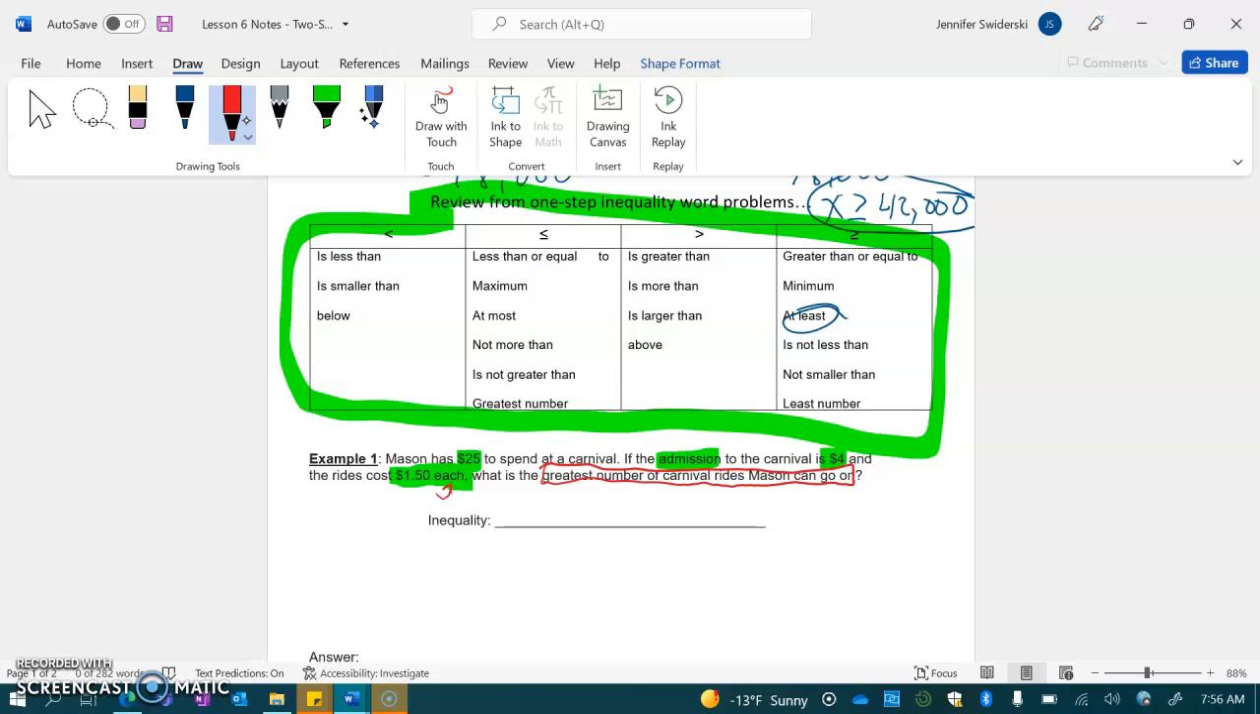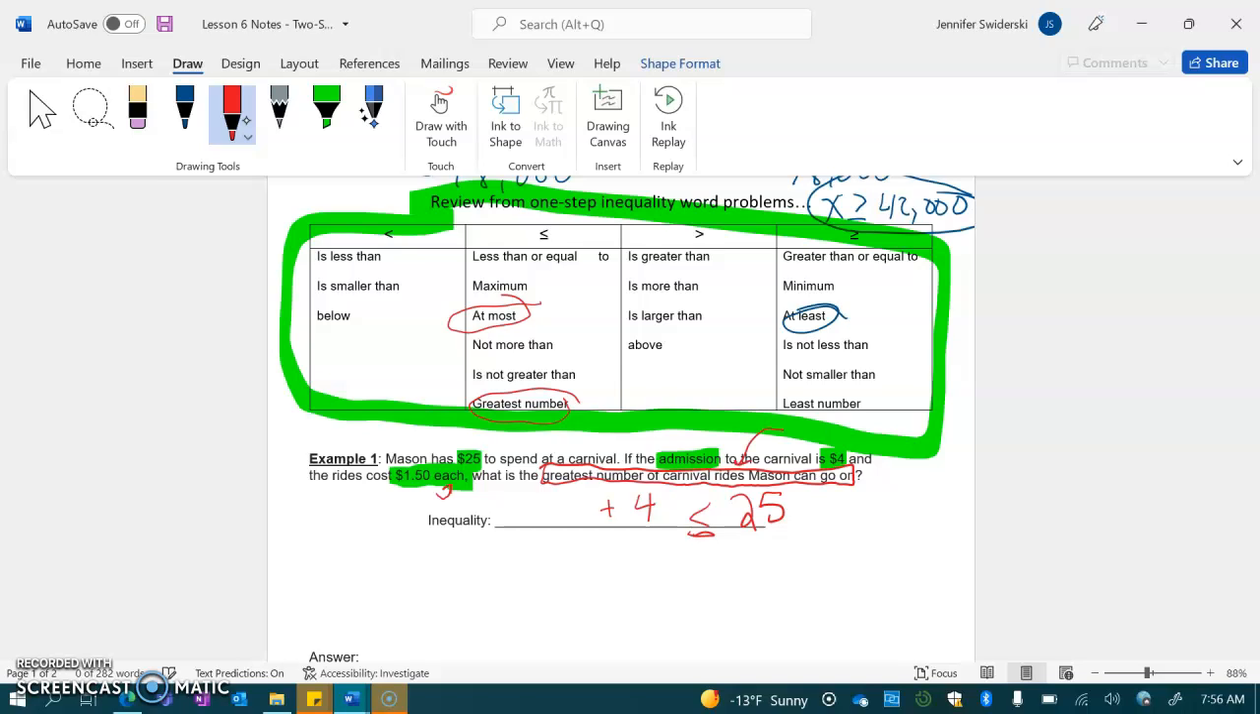Well, greatest number means the most he can go on to spend that $25. The greatest, or at most, the greatest number is less than or equal to. So I'm going to go ahead and draw my less than or equal to sign. Well, the maximum amount of money Mason can spend is $25. I know he spends $4 on admission and he pays $1.50 per ride.